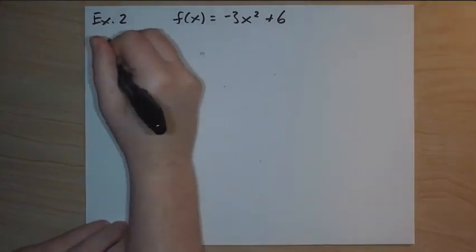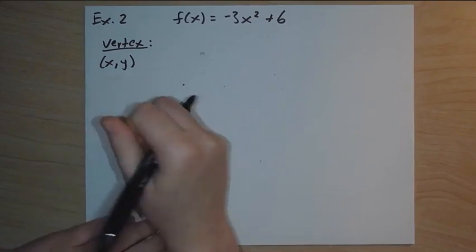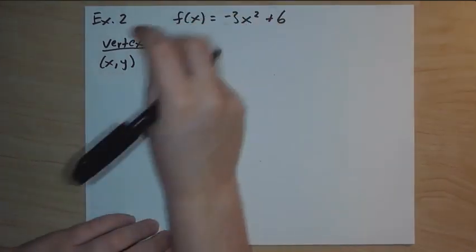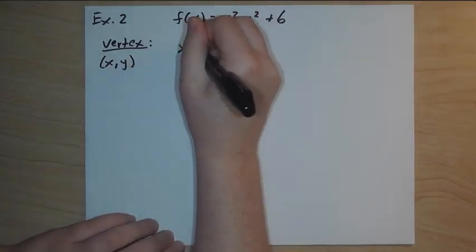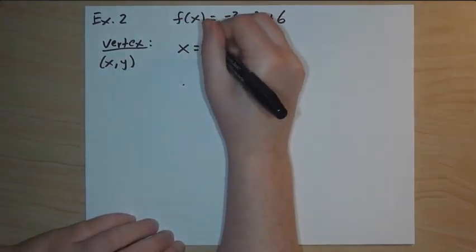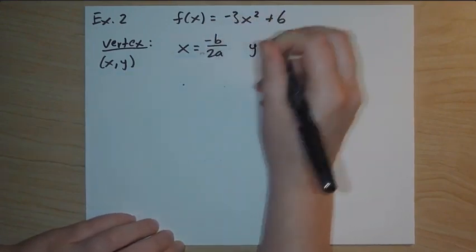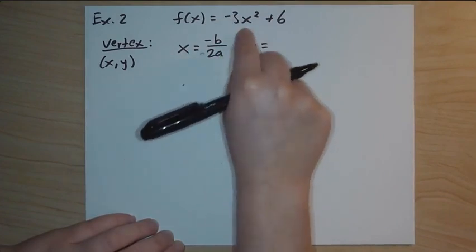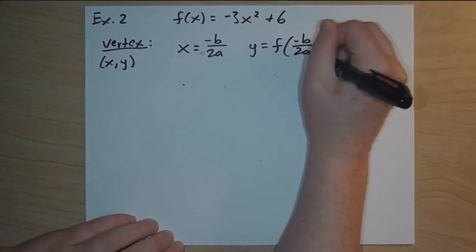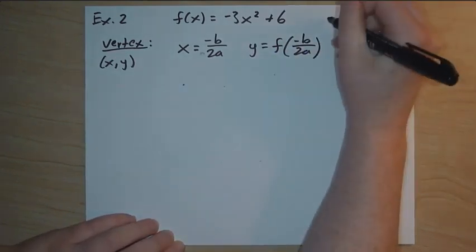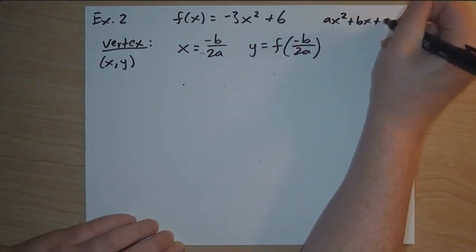A vertex is the point x, y. Remember, it's going to be a point, so we're going to have to find the x value and the y value of this vertex. The x value is going to come from the formula negative b divided by 2a, and the y value is going to come from plugging this x value into our function. So it's going to be f of negative b over 2a. This b and a comes from the standard form for a polynomial, ax squared plus bx plus c.